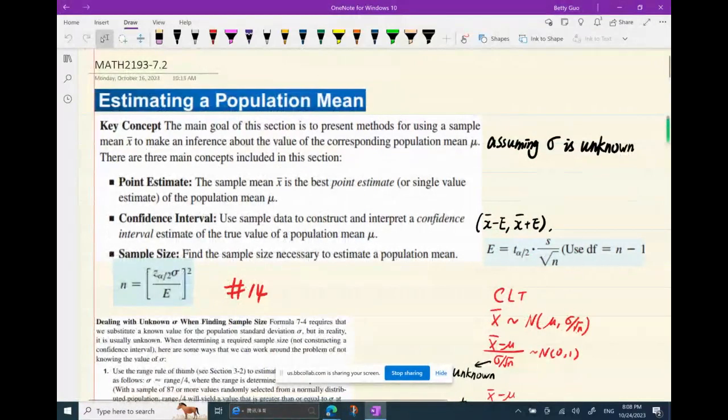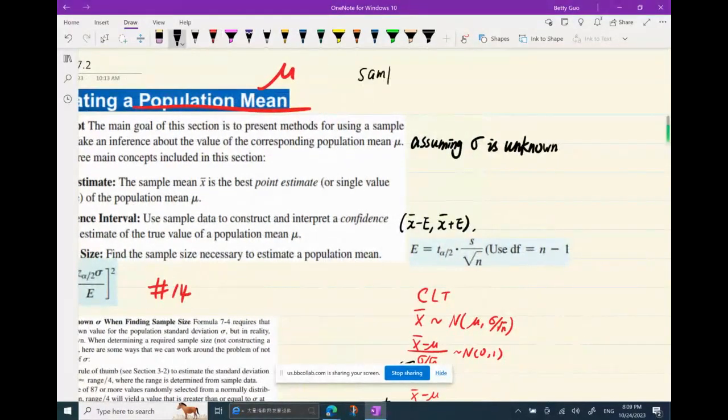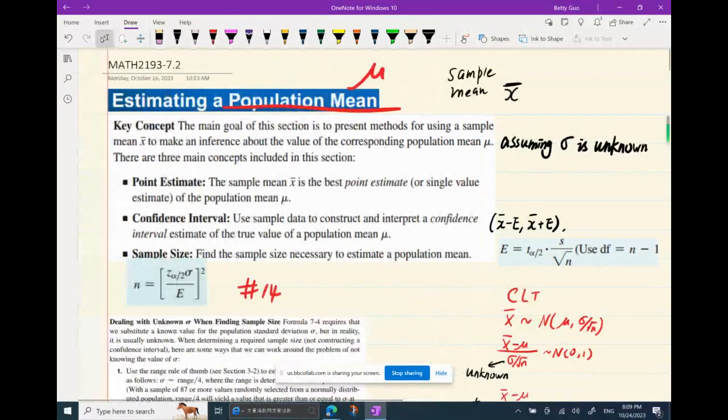All right. So in this section, we're gonna also do 3 things. First thing, point estimate for the population mean. Firstly, let's recall what's the notation for population mean. Mu. Mu is the notation to represent the population mean, and the corresponding sample statistic, sample mean. The notation for sample mean is x bar.